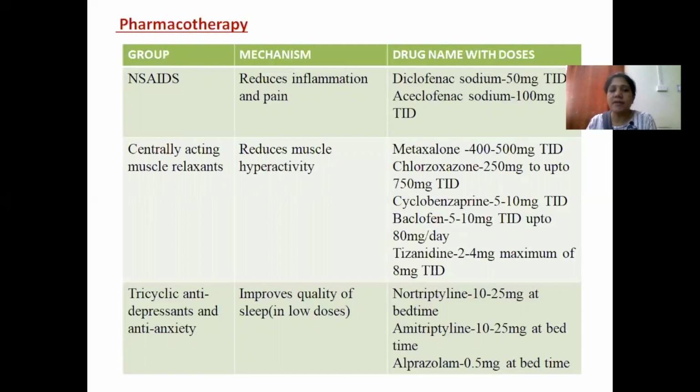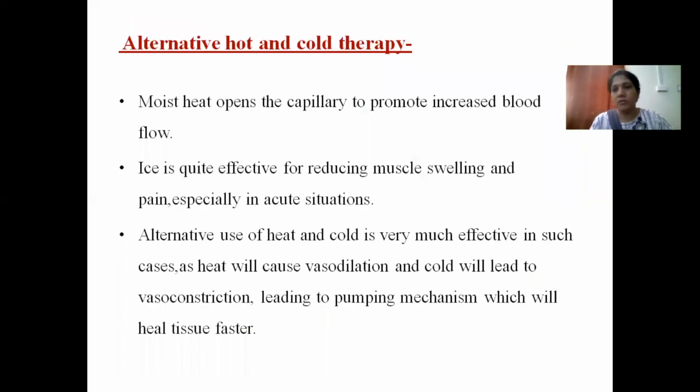There are certain drugs like tricyclic antidepressants, anti-anxiety drugs, sedatives, hypnotics. These drugs should be given to improve the quality of sleep. Now, this should be done under medical supervision. Then there is another treatment, alternate hot and cold therapy.